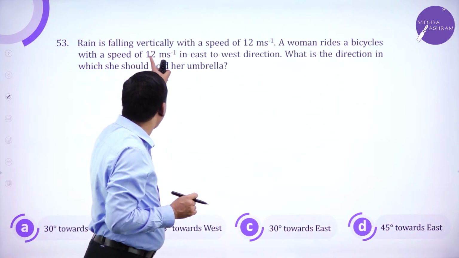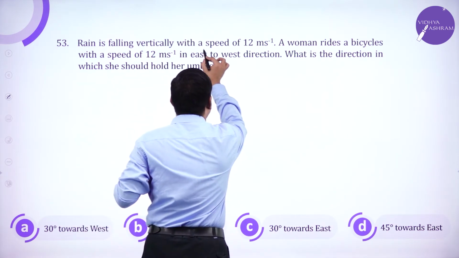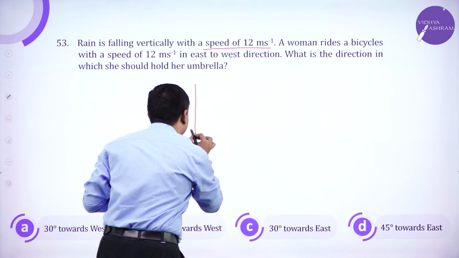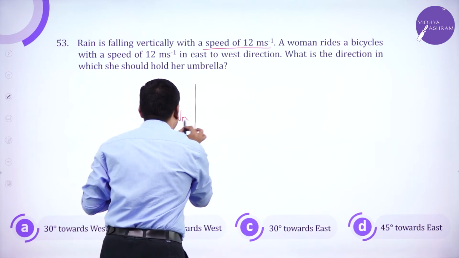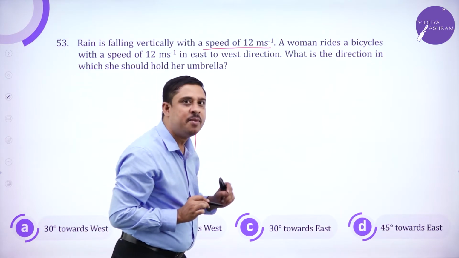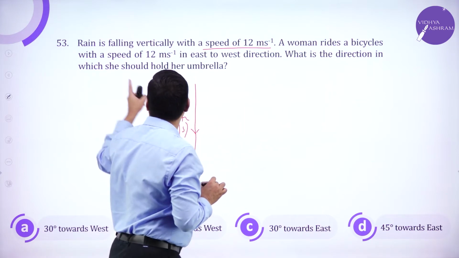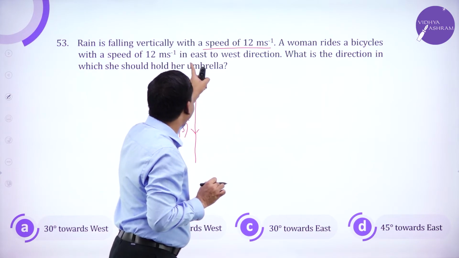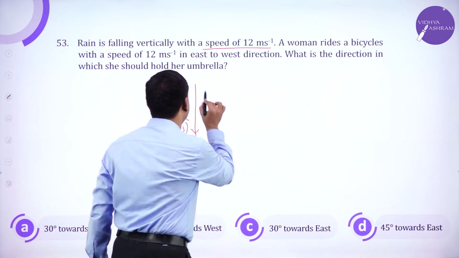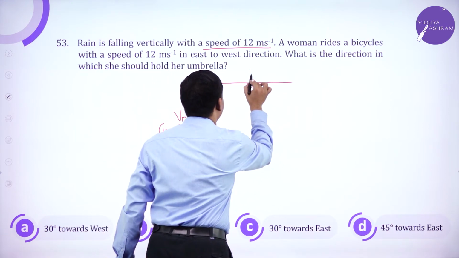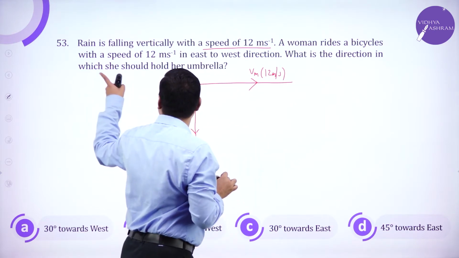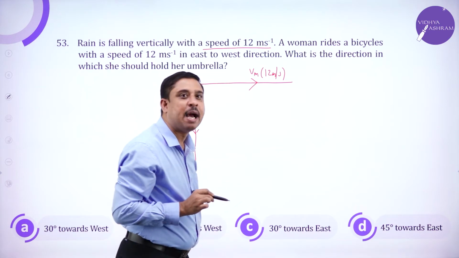Rain is falling vertically with a speed of 12 meter per second, vertically downwards. Velocity of the rain is 12 meter per second. A woman rides a bicycle with a speed of 12 meter per second in east to west direction. Again, the woman has 12 meter per second. What is the direction in which she should hold the umbrella?